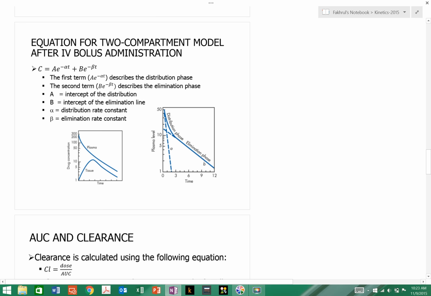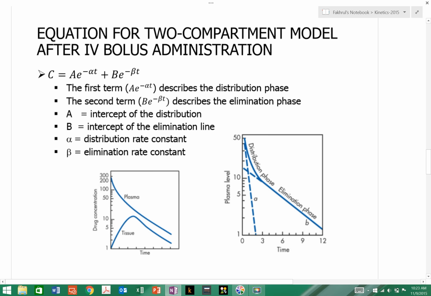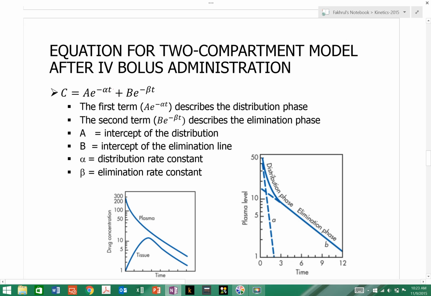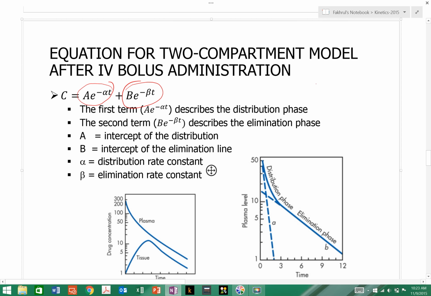Here the equation, as I have mentioned, this is the two equation explained like this. This is the first exponential term, this is the second exponential term. You can see in our equation we have used C equals C0 e to the negative kt. So this k is alpha here, which is called the distribution rate constant, and then here another k we have, it is called the elimination rate constant.